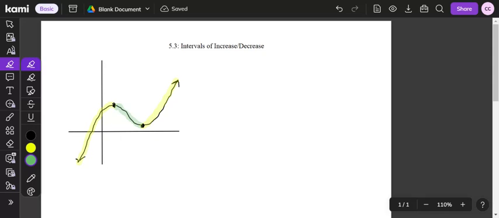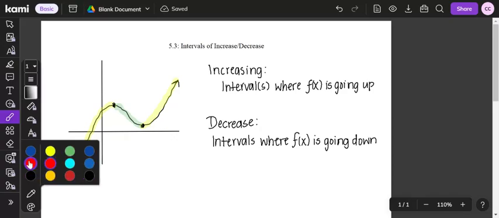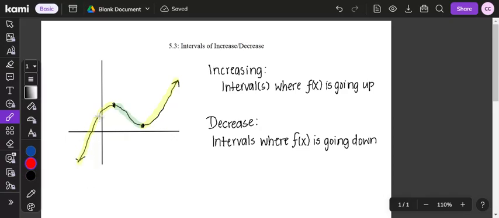All right, and I'm going to write that out for you off to the right. Okay, so for increasing intervals, we say those are intervals where f of x is going up, and for decreasing intervals, we say those are where f of x is going down. Now that's how you learned it before. In calculus, we're going to take this idea and extend it by saying if a function is going up, if I were to take the slope at any point along the increasing interval, I would get a positive slope. And if I were to take a slope at any point along the decreasing interval, I would get a negative slope because it's going down.